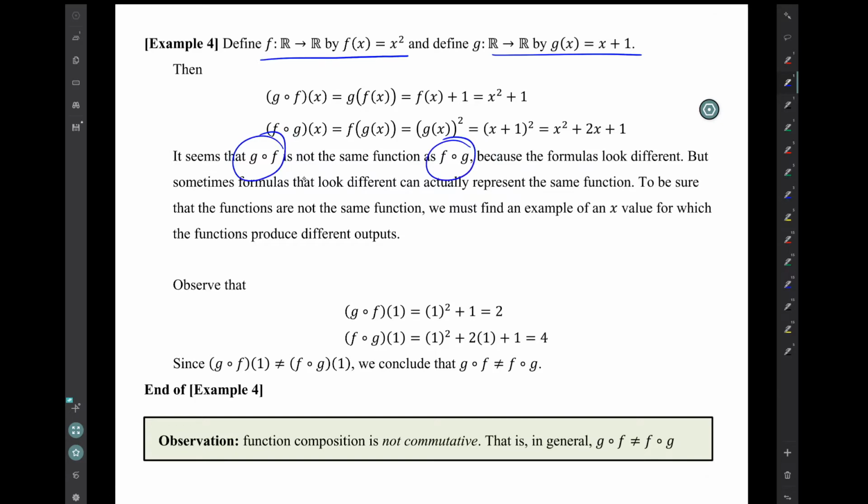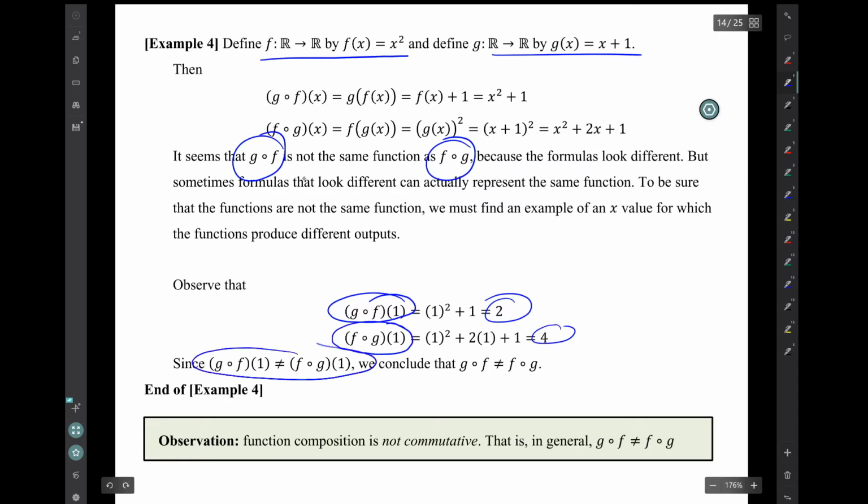Now, we're not positive, because sometimes functions can have formulas that look different but actually describe the same function. So we should double check. We should find a value of x where the functions don't have the same value. Look, if I use x equals 1, g composed with f of 1 is the number 2. If I use x equals 1 in the other function, f composed with g of 1 is the number 4.